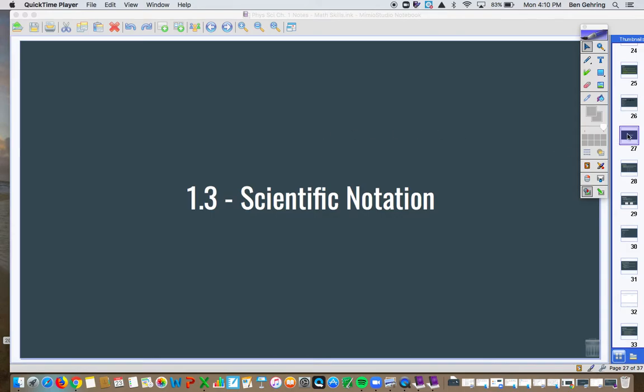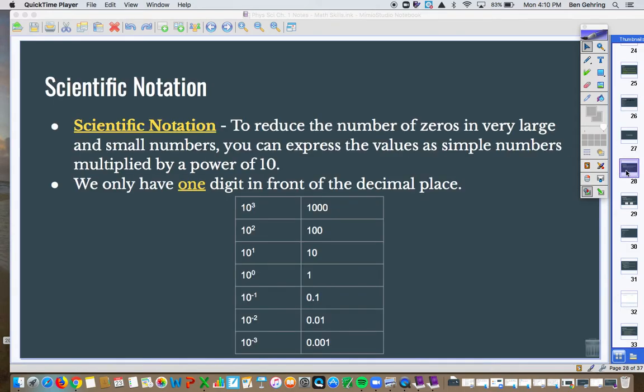Scientific notation is a way that we can express very large or very small numbers in a simplified form. So we reduce the number of zeros in very large and very small numbers, and we do this by multiplying our number by a power of 10. Rules for scientific notation: you can only have one digit in front of the decimal place. So the number has to be between 1 and 10, so 1 point something up to 9 point something, and then you will multiply it times 10 to a power to move the decimal point.